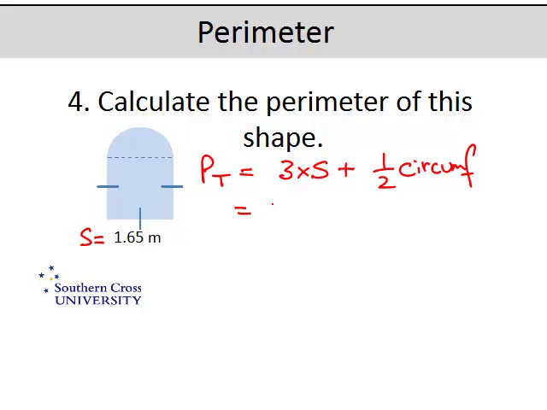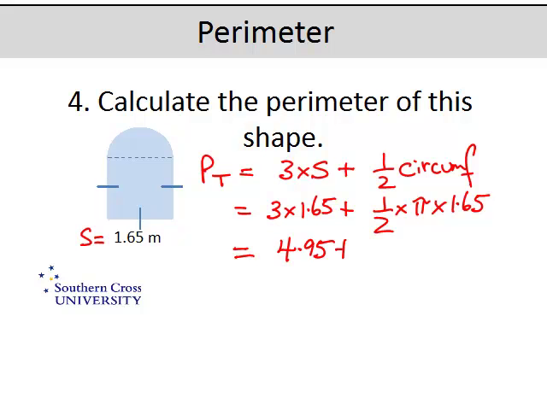So that's going to be 3 times 1.65 plus a half. Now the circumference of a circle and the diameter of the circle is this distance 1.65 across here. So we'll use the pi d formula, which is pi times 1.65, which comes out as 4.95 plus 2.59, and we better acknowledge units, metres, which is equal to 7.54 metres.